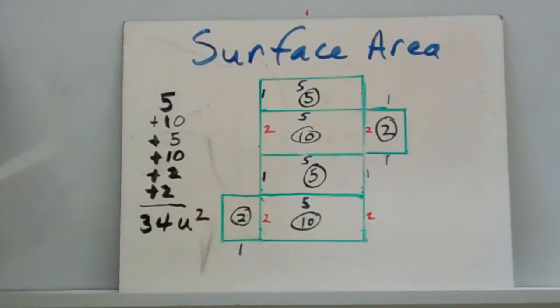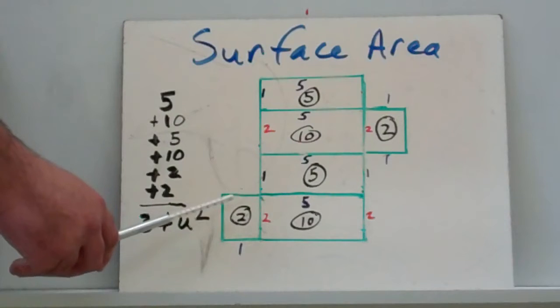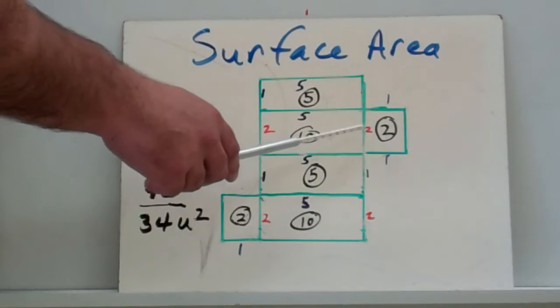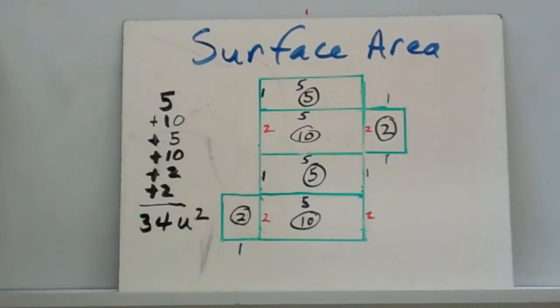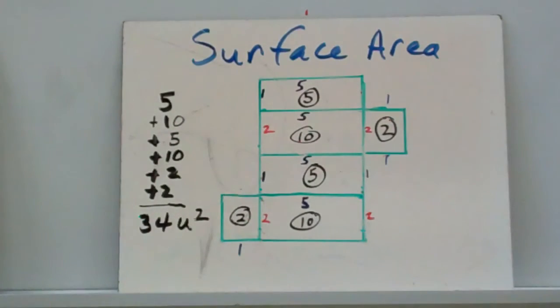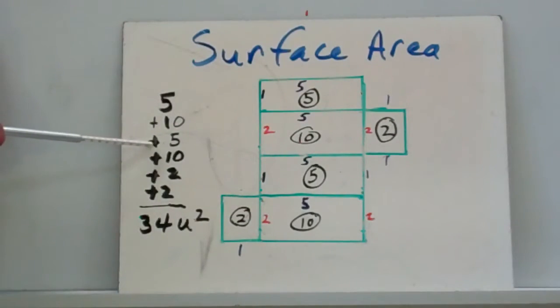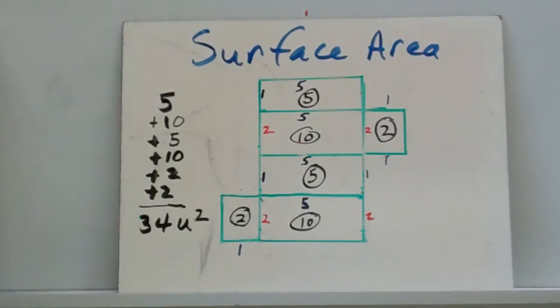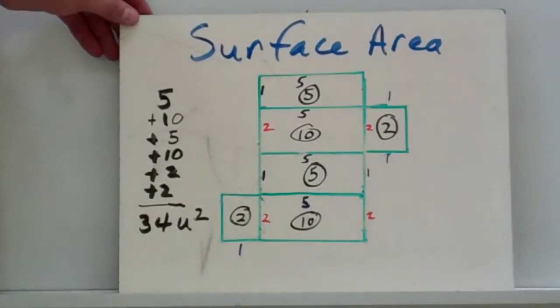And then we look at the 2 side flaps. We have a height of 2 and a width of 1, which would be an area of 2. And the same thing over here, a height of 2 and a width of 1, which would give me an area of 2. We then take all of the measures, which I have circled in black: the face that's 5, the face that's 10, the face that's 5, the face that's 10, and then the 2 side flaps, which are 2 and 2 respectively. Add all those up, and in this case we would get 34 units squared. So that would be one way to solve a surface area problem.